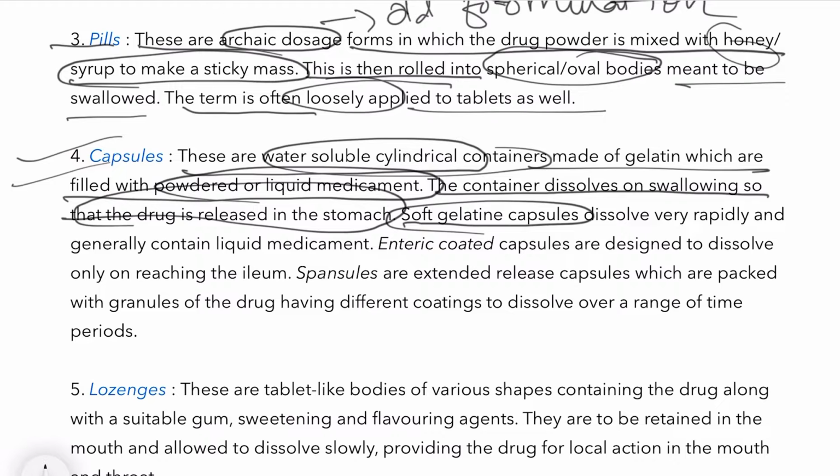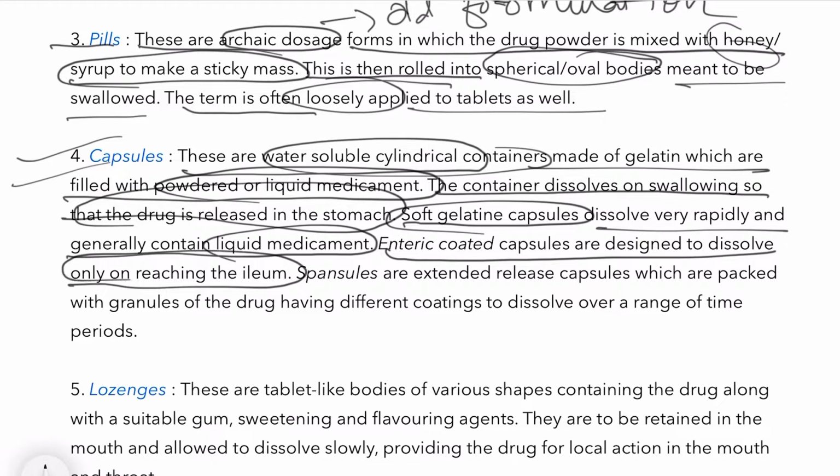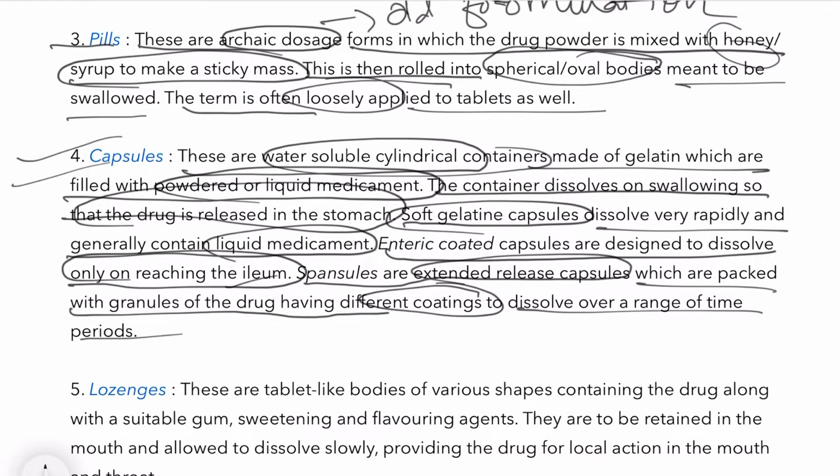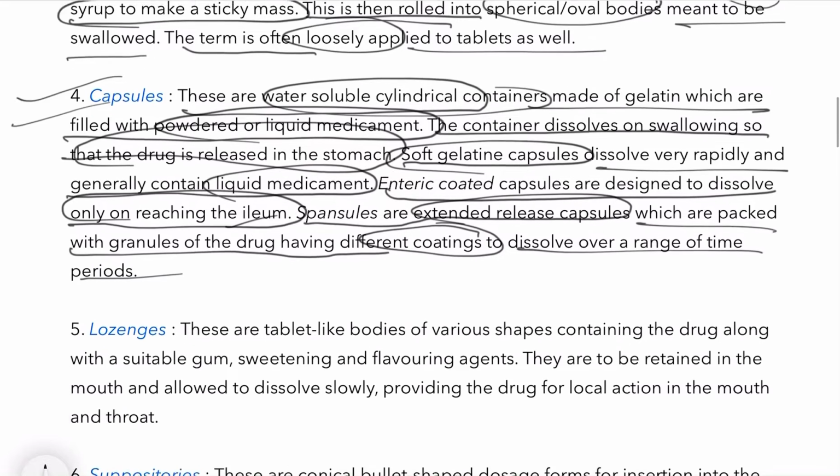Soft gelatin capsules dissolve very rapidly and generally contain liquid medicament. Enteric coated capsules are designed to dissolve only on reaching the ileum. As we have seen that enteric coated medicines dissolve in the duodenum, like that enteric coated capsules dissolve in the ileum. That does not dissolve in the acidic medium of the stomach. And spansules are extended release capsules which are packed with granules of the drug having different coatings to dissolve over a range of time, in a specific period.